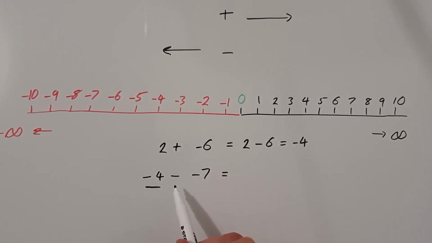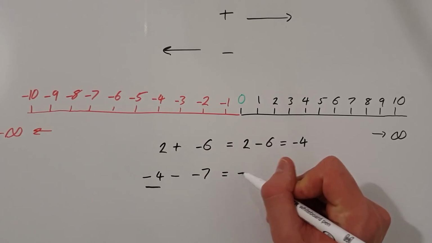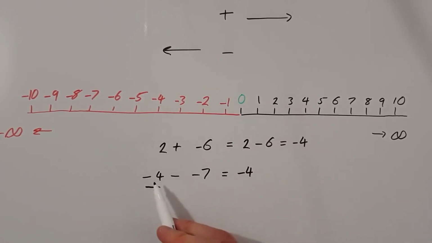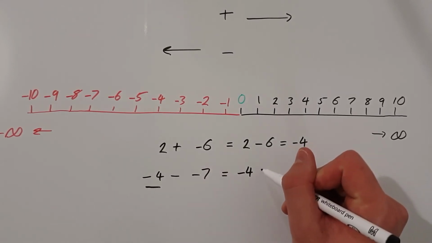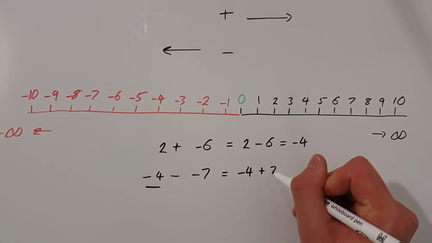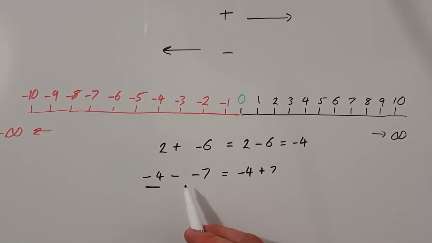So when we do this, what it actually becomes, so we have our starting point, -4, exactly the same. But when we minus a minus, it becomes a plus. So in fact, it becomes -4 plus 7. So when we add a minus, it becomes a minus. When we minus a minus, it becomes a plus.